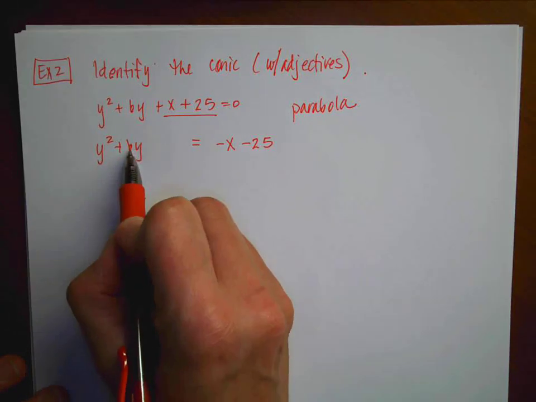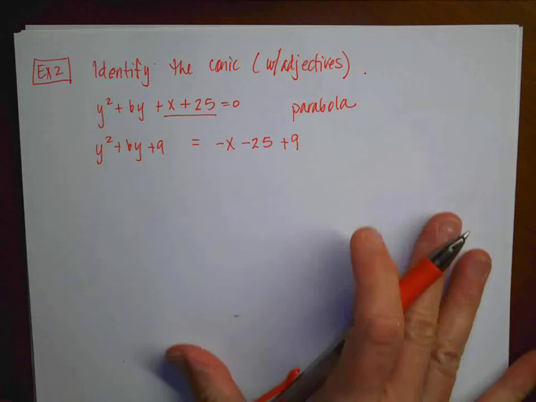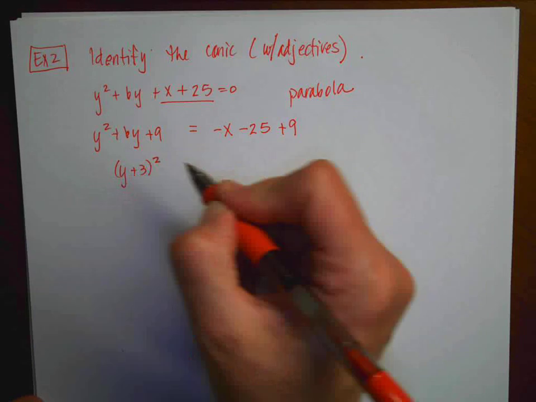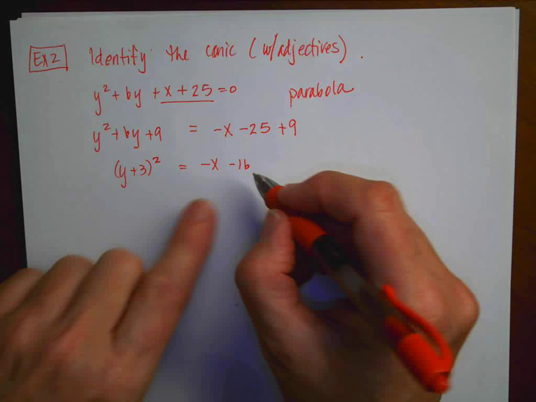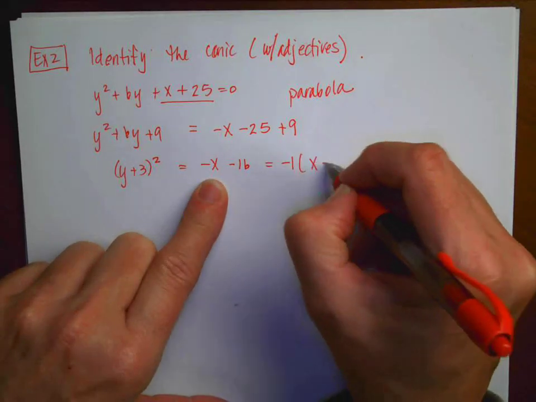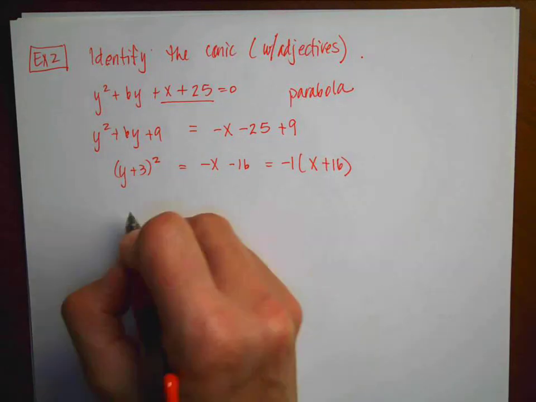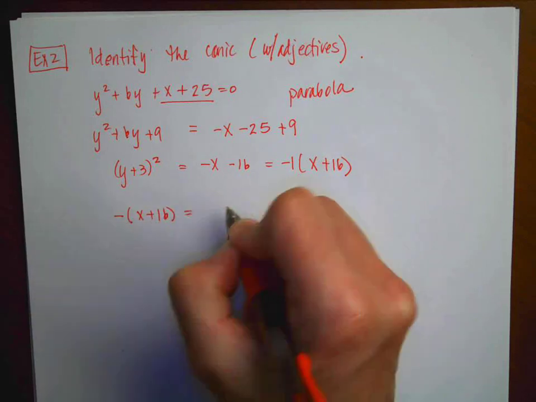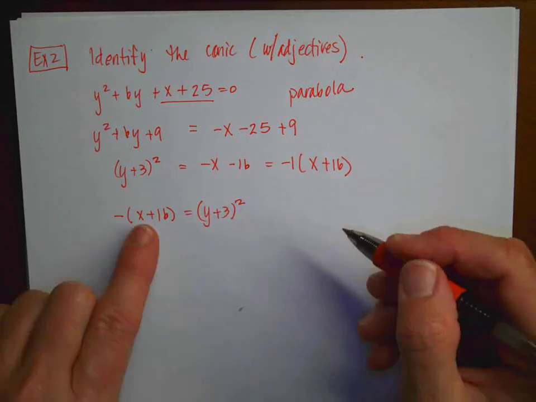And now I'm going to do completing the square. Half of 6 is 3. Squared is 9, and I'm going to add 9. Okay? I'm going to factor on the left-hand side. y plus 3, quantity squared, is equal to a negative x minus 16. I'm going to factor out a negative 1, and I'm going to get x plus 16. So now I'm going to write my equation in standard form. So I'm going to write a negative, and then x plus 16 is equal to y plus 3 quantity squared.